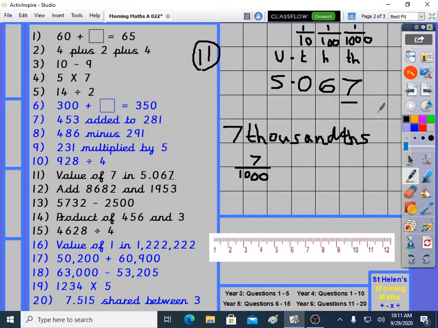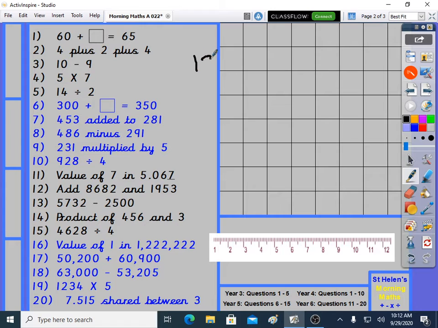If you want to do the decimal, change everything to 0 except for the 7. 0.007. So fractions and decimals can be worth the same. 7 thousandths equals 0.007. Equals means is the same as. Let's go on to question 12.